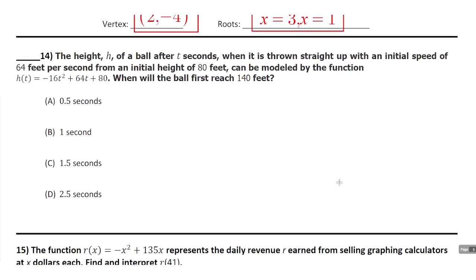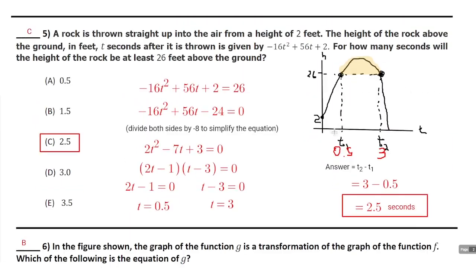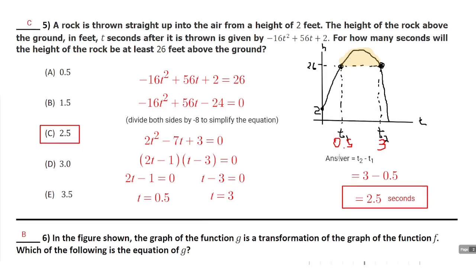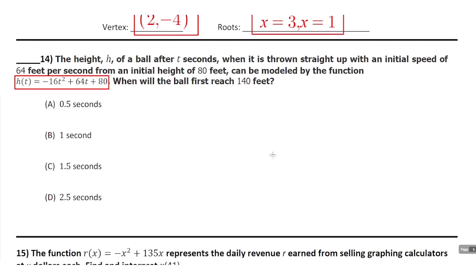Number 14 says the height of a ball after t seconds is thrown straight up in the air with initial speed of 64 feet per second with an initial height of 80 feet can be modeled by this function given here. When will the ball first reach 140 feet? So this is kind of like the problem we did back here with throwing up the rock. The rock problem we did, problem number 5, is a little bit more complicated because not only do we need the first time, but we need the second time, and we need to realize that it's asking for the time in between. For this one, it's just asking for that first time. So we don't have to think beyond that.